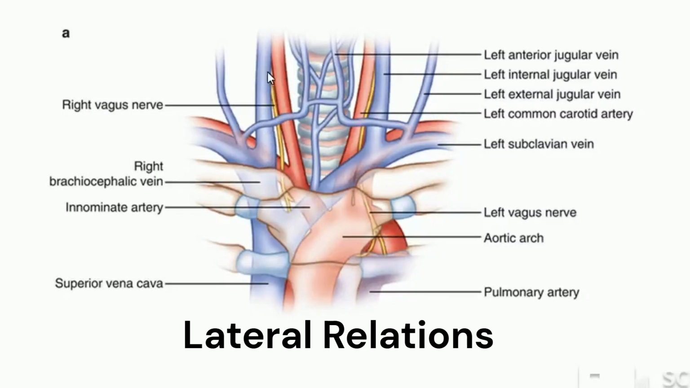Lateral to these arteries, we have the internal jugular veins. So both of these internal jugular veins are present lateral to the common carotid arteries. And then we have a posterolateral relation, a structure that is located posteriorly and laterally. This is the vagus nerve. The vagus nerve on both the sides will be present posterolaterally to the artery.